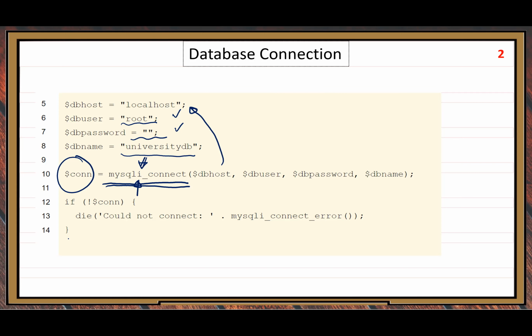Then here we just check whether the connection works or not. If for any reason the connection is not working, you see an error message. So that's the connection part.